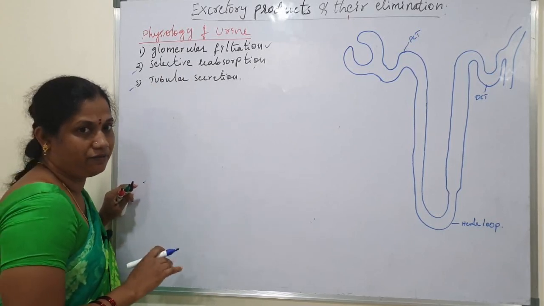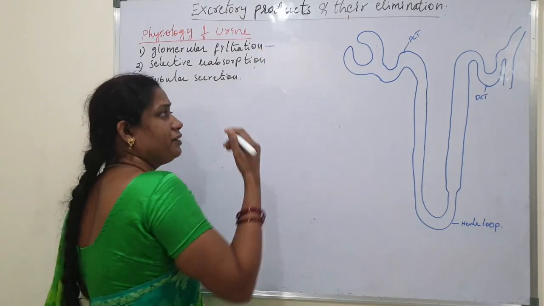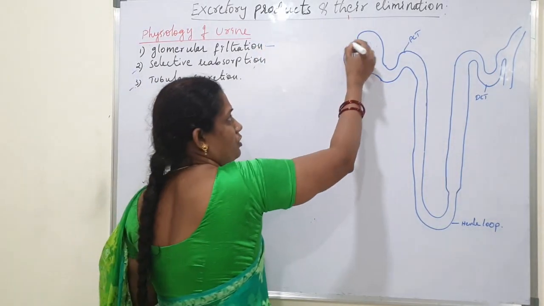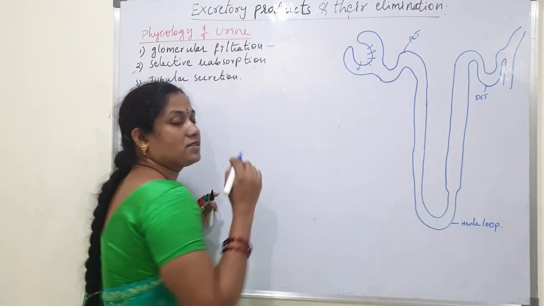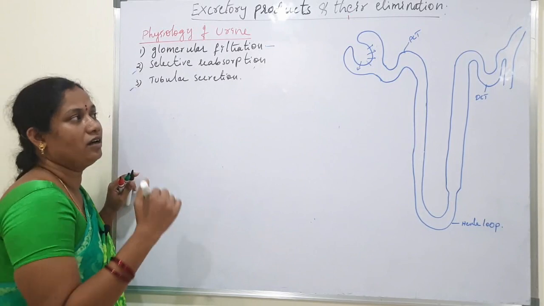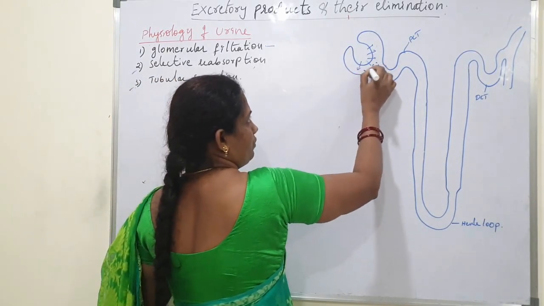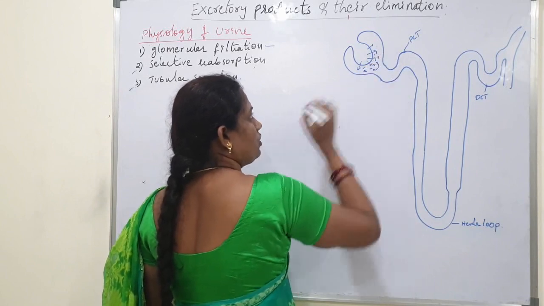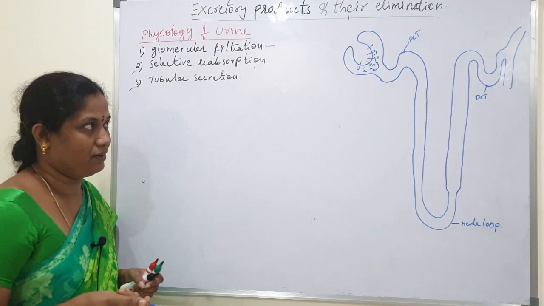We have already discussed it. In glomerular filtration, what will happen? The filtration process takes place from the glomerulus. Whatever components are present in the blood, except blood cells and proteins, all the remaining components are filtered into the Bowman's capsule. That fluid is called the filtrate, glomerular filtrate or nephric filtrate.